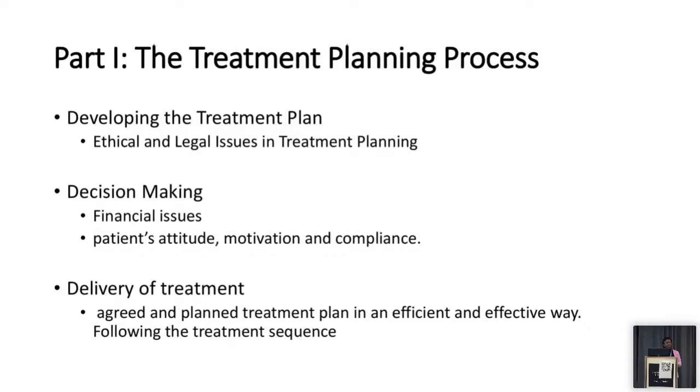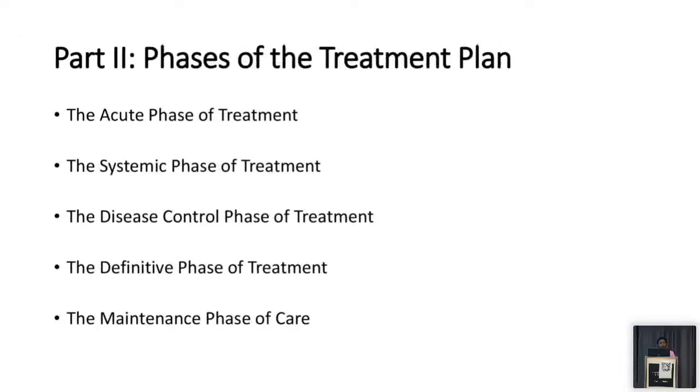So we have to have an agreed treatment plan, and you have to make sure that you deliver your treatment in an efficient and effective way, following the treatment sequencing or the phasing according to what you discussed with your patient. Phase 2 of the treatment plan includes treating the acute phase, systematic phase, the disease control phase, definite phase, and the maintenance phase.